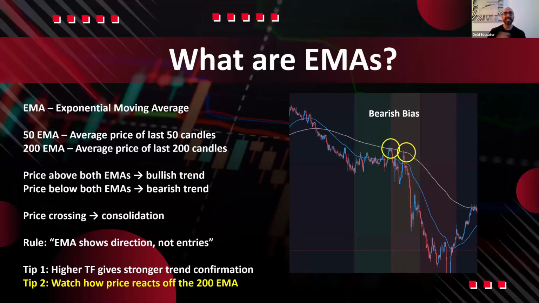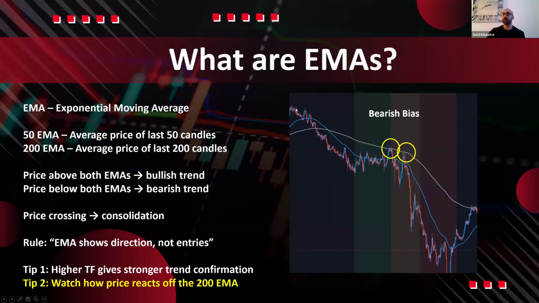We shall move on. EMAs. What are EMAs? Basically, an EMA is an average price. That's all you need to remember. Average price. Depending on the number on the EMA that you use, if I'm using something called a 50 EMA, basically it's an average price line.